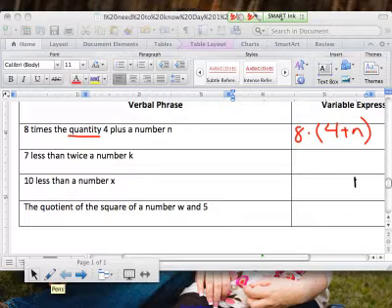7 less than twice a number k. So 7 less than. This indicates subtraction, but it doesn't say 7 minus. It says 7 less than. Just to give you an example, if you think 7 less than 10, you're going to do 10 minus 7, not 7 minus 10, because 7 less than 10 is 3. So less than indicates subtraction, but it's in the reverse order. So it says 7 less than twice a number k. So you have twice a number k minus 7.